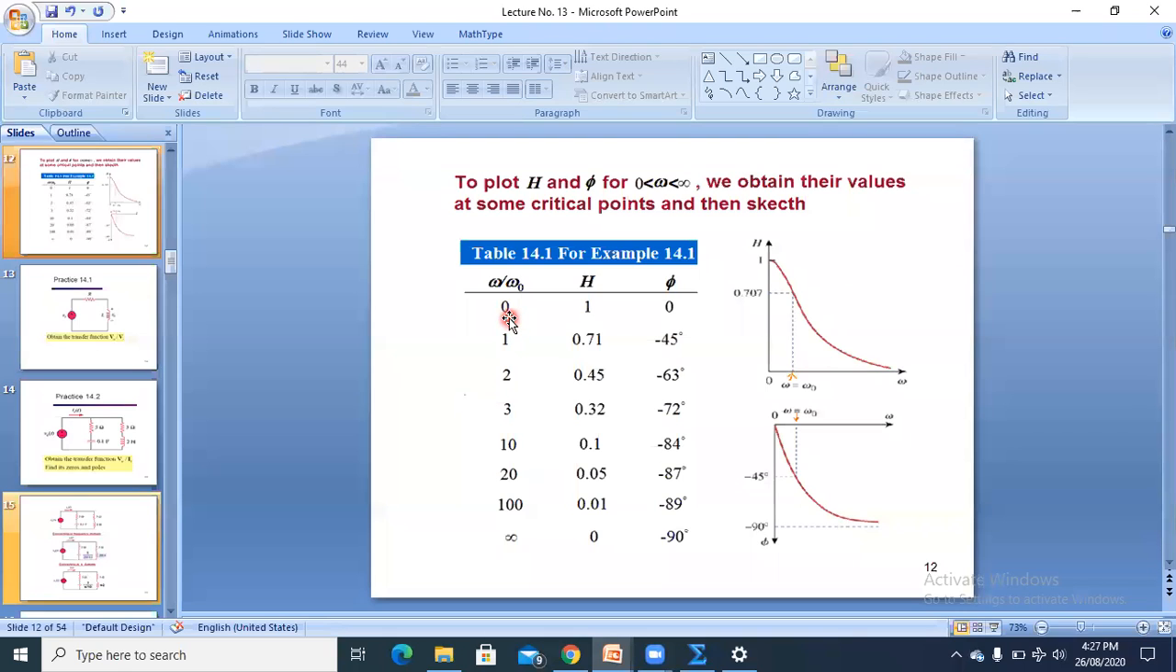Now the ratio of omega by omega naught reflects the magnitude and phase in such a way that for the ratio of 0, we have the values 1 and 0, and for 1, we have 0.707 and minus 45 degrees. That is in fact the typical value to be noted when the ratio of omega and omega naught is the same, right?